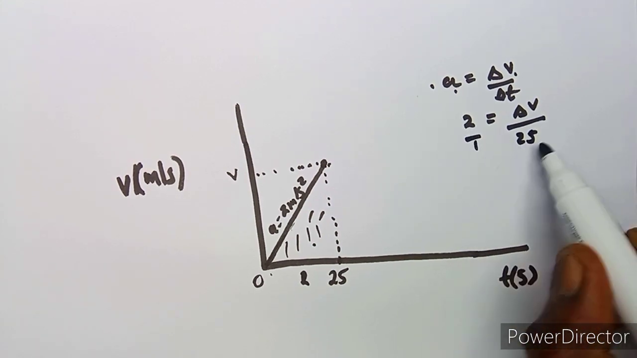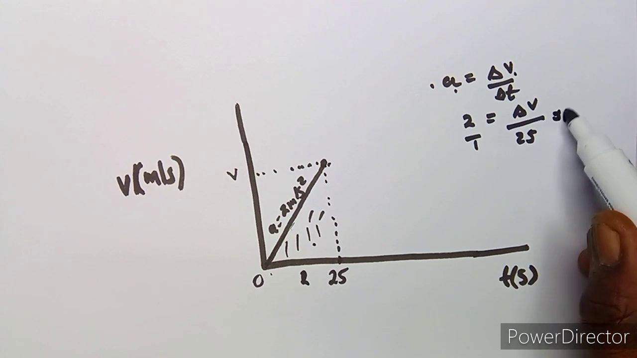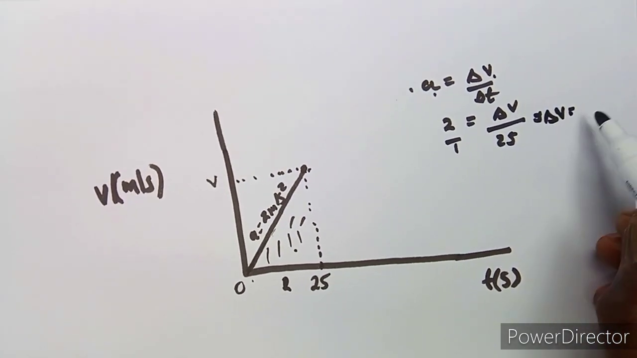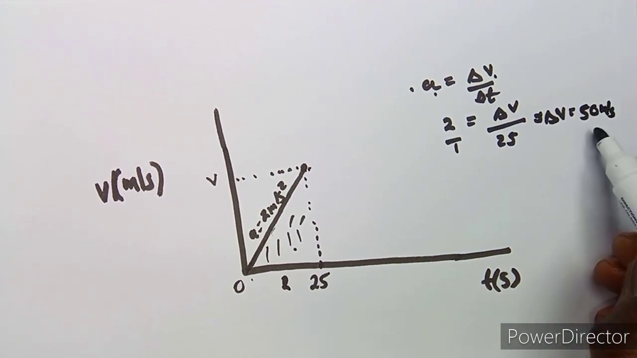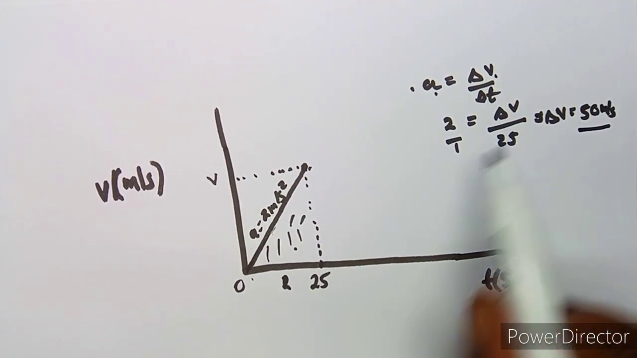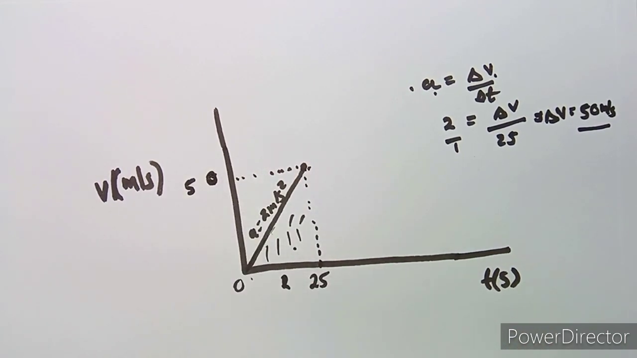So we can find the change in velocity, which is 25 times 2, which is 50. So as we can see, our change in velocity is going to be 50 meters per second if we cross multiply. All right, which means here we are going to have 50 meters per second. That is what we have.